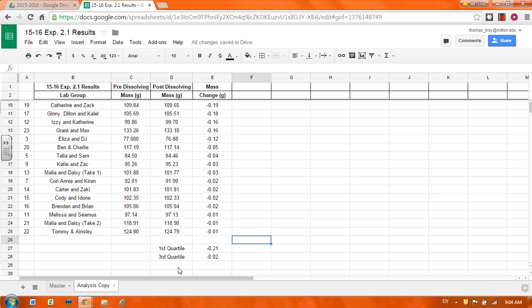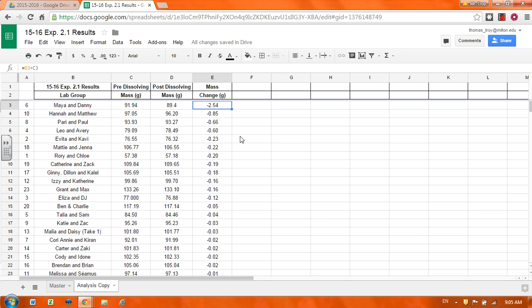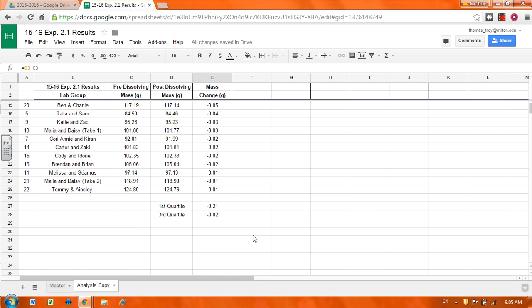Okay, so we are still in the process of finding our outlier to determine if this negative 2.54 is an outlier, meaning a measurement we aren't going to trust. The reason why we found the first quartile and the third quartile is so that we could find the interquartile range. The interquartile range is simply the difference between the first and third quartiles. So that's third quartile minus the first quartile. There it is, 0.19 grams.